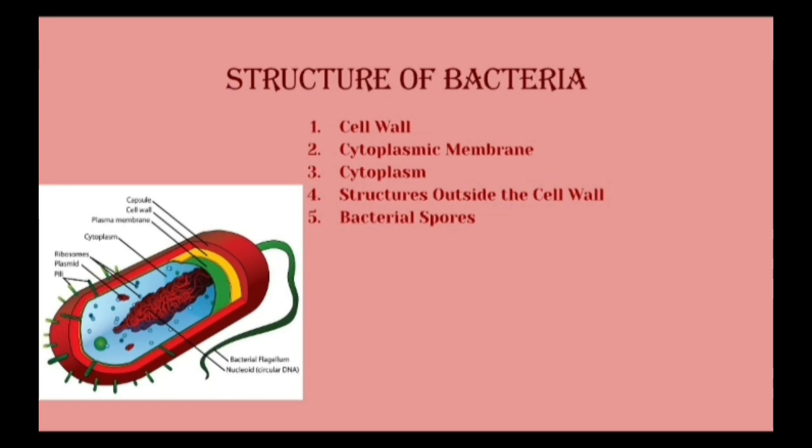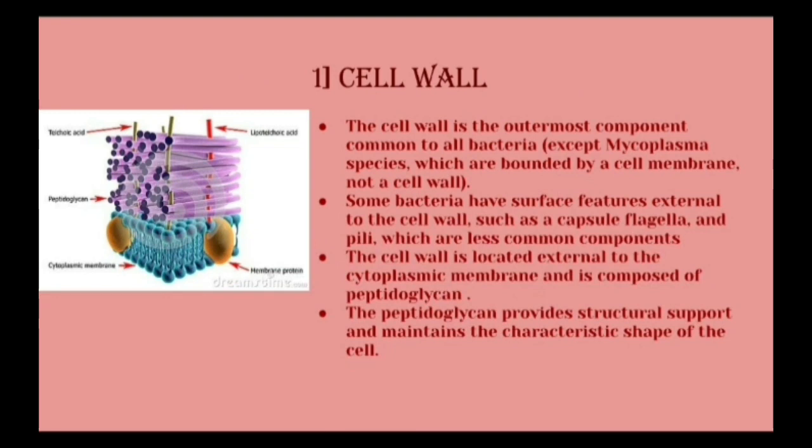Firstly, we'll go through the cell wall in this video. So what is the cell wall? A cell wall is the outermost component which is common to all kinds of bacteria except mycoplasma, because these species are bound by a cell membrane and not a cell wall. The external layers include a capsule, flagella, and pili, which are less common components. The cell wall is located external to the cytoplasmic membrane and is composed of peptidoglycan. This peptidoglycan gives structural support and maintains the shape of the cell.